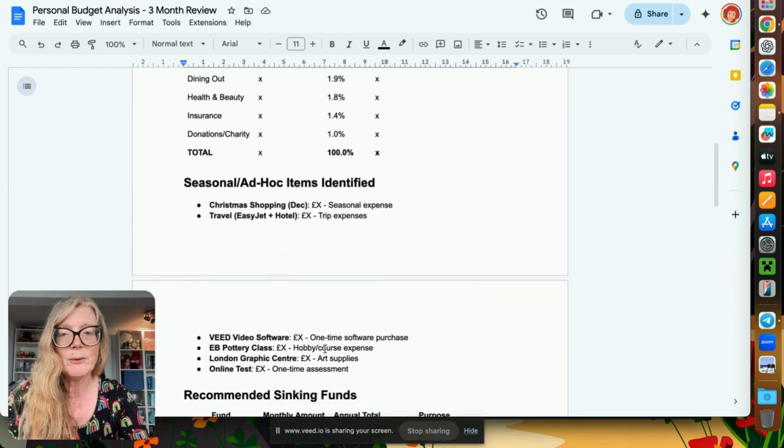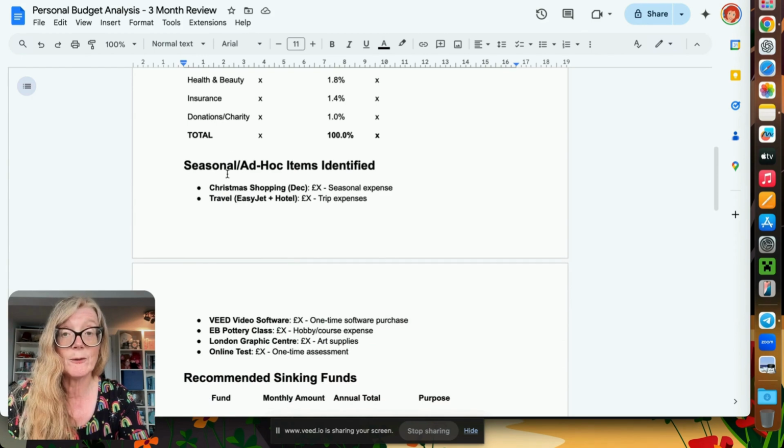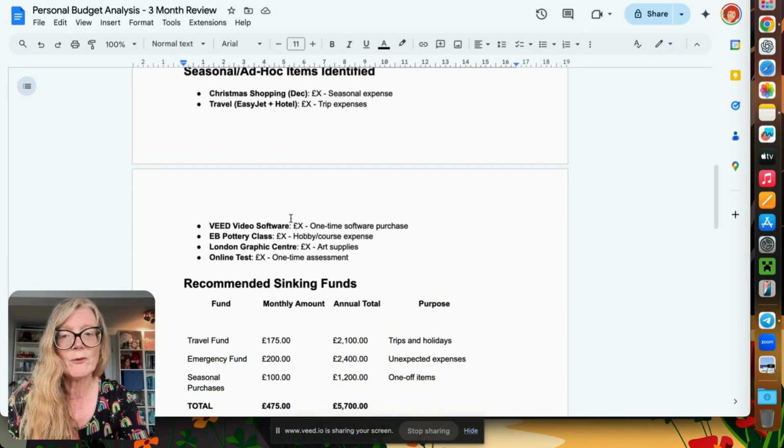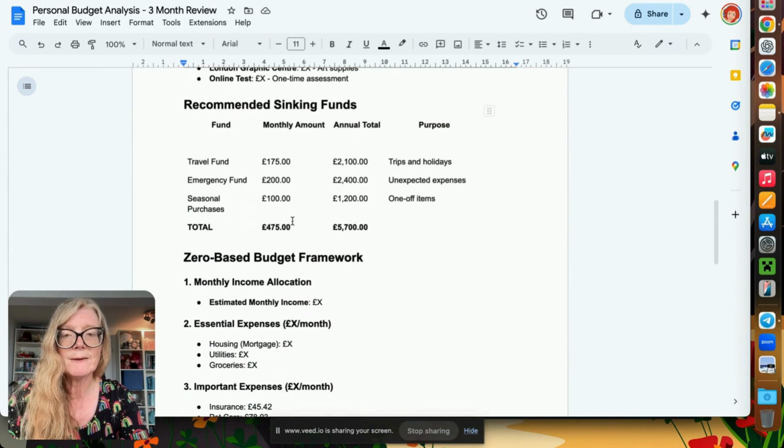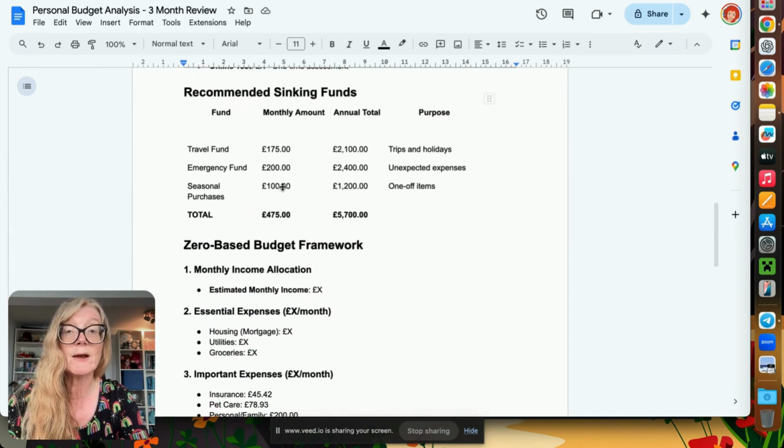As requested, it pulled out some seasonal or ad hoc items. So it knew, because they weren't happening every single month, that's why. So for example, in December, there was Christmas shopping, there was a trip that was booked, there was some software, etc. It also looks at my typical spend and some of these more ad hoc amounts and then recommended what it calls some sinking funds. So for example, it's suggesting that we could save monthly for travel, monthly for an emergency fund, and then monthly for seasonal purchases like Christmas, so that you have that amount at the end of the year ready.